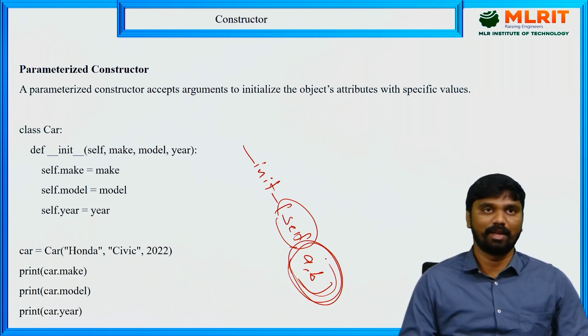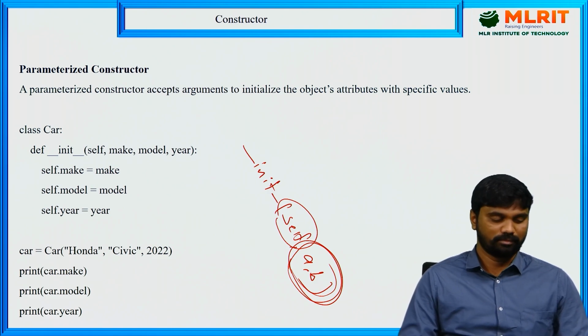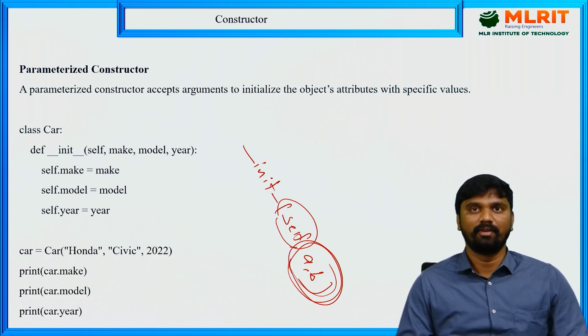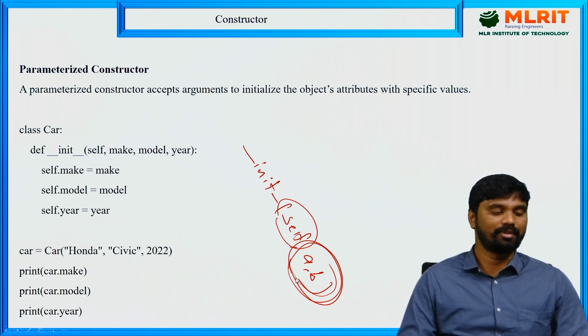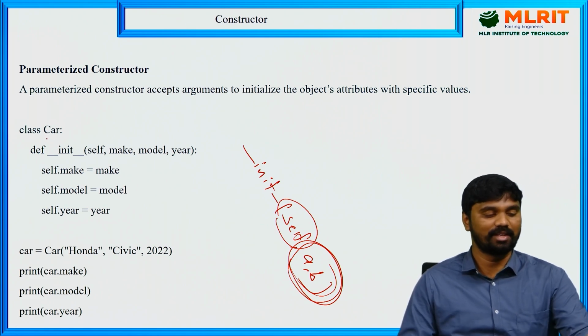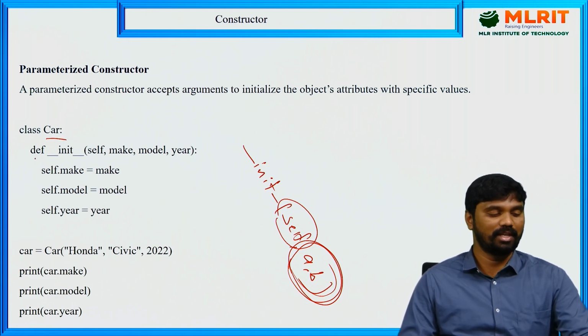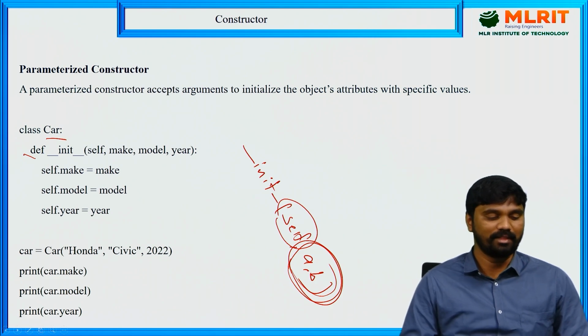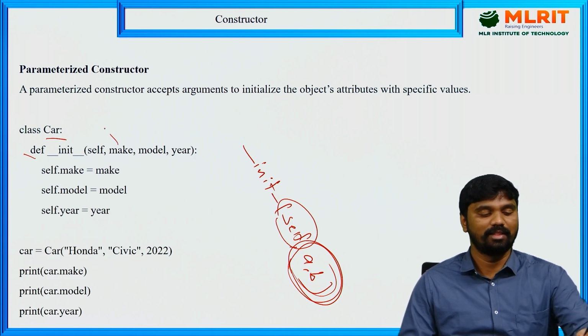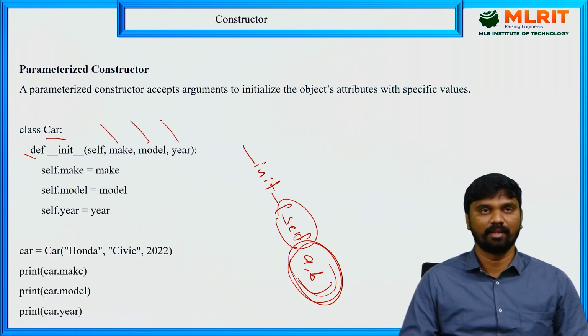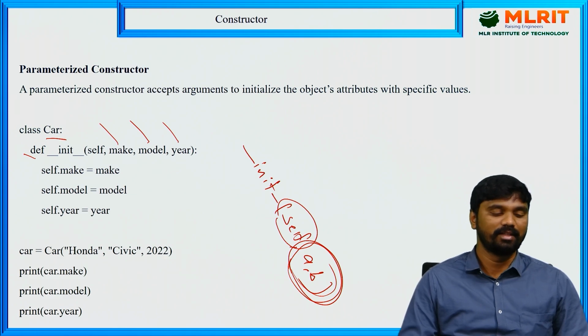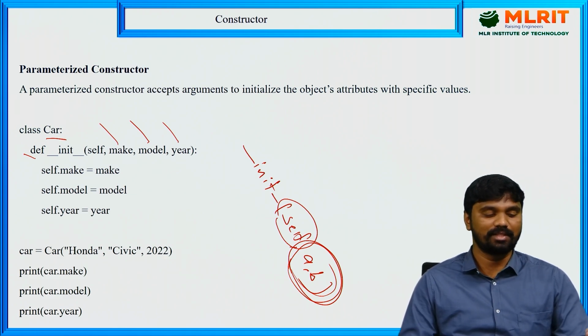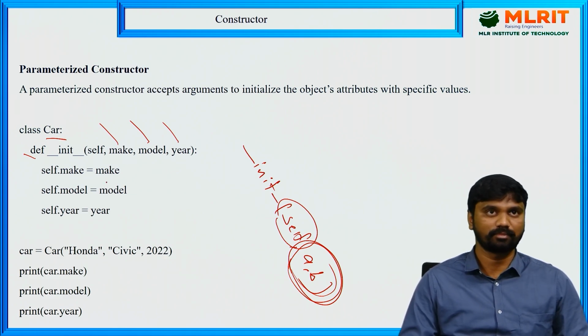at the time of object creation. If you observe that example here, the class name is Car, and this is the constructor, and this constructor has parameters. What are they? Other than the self parameter, there are three parameters we pass, and these three parameters we are going to assign using instance variables.